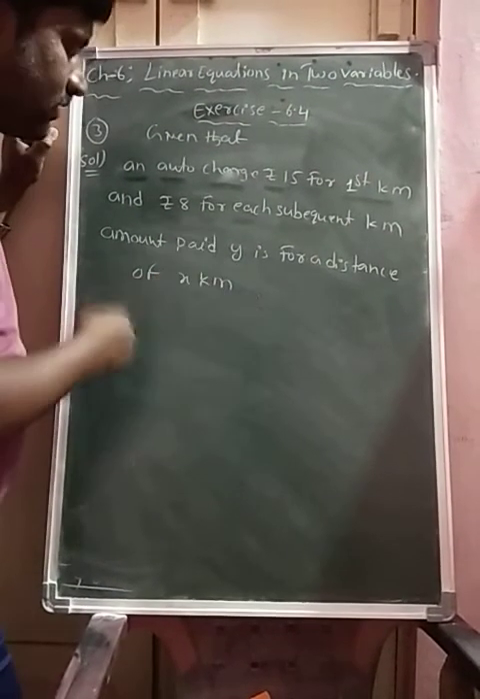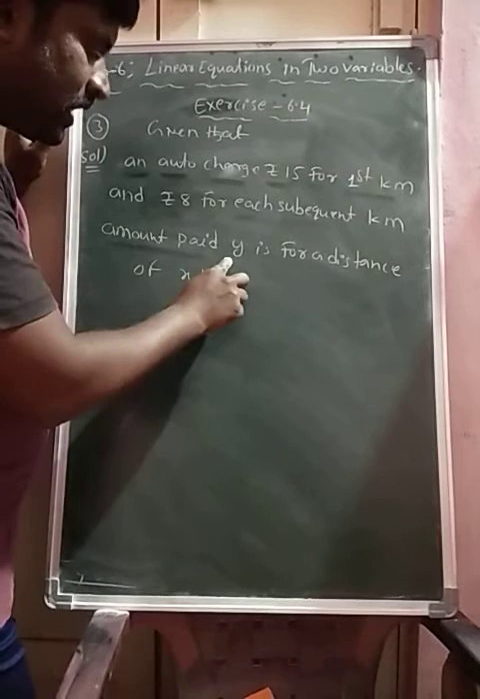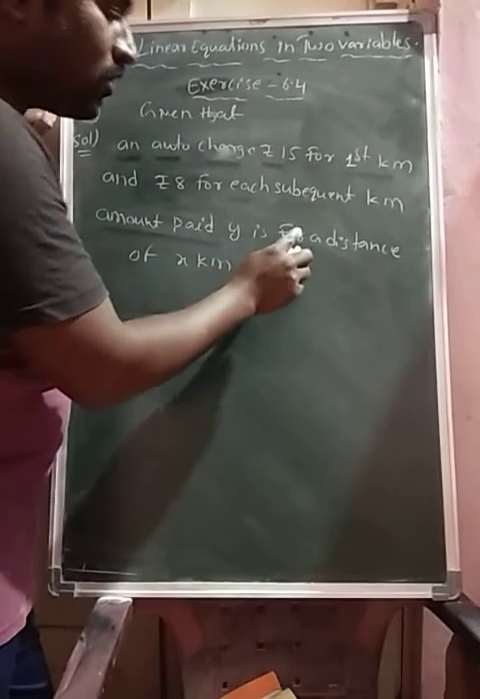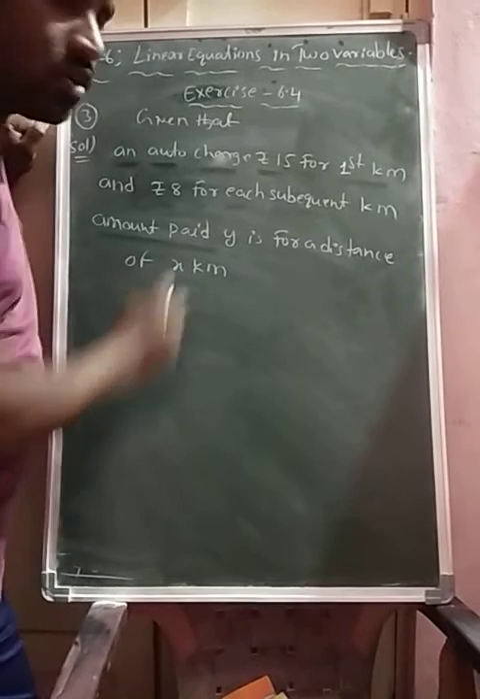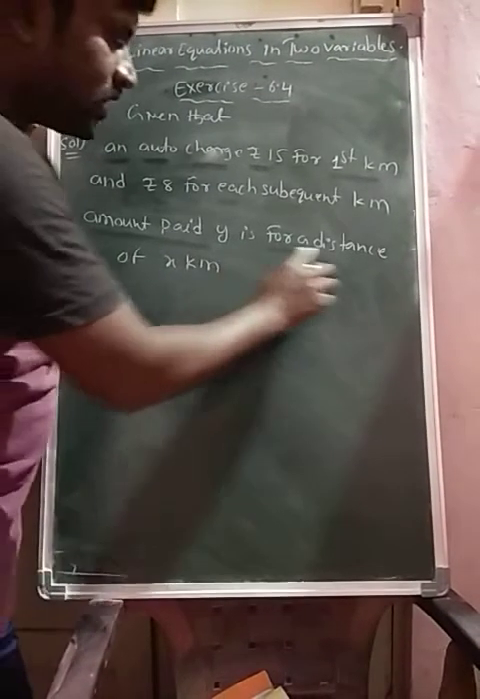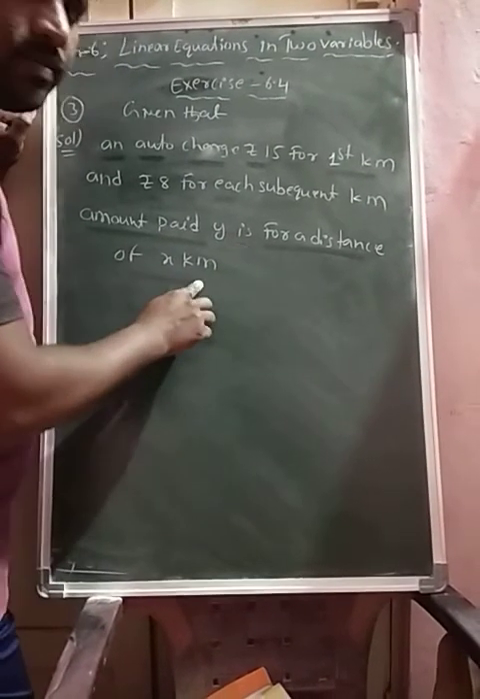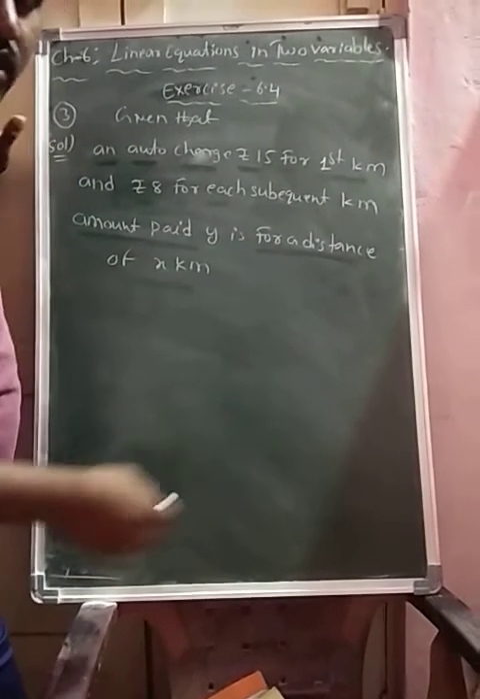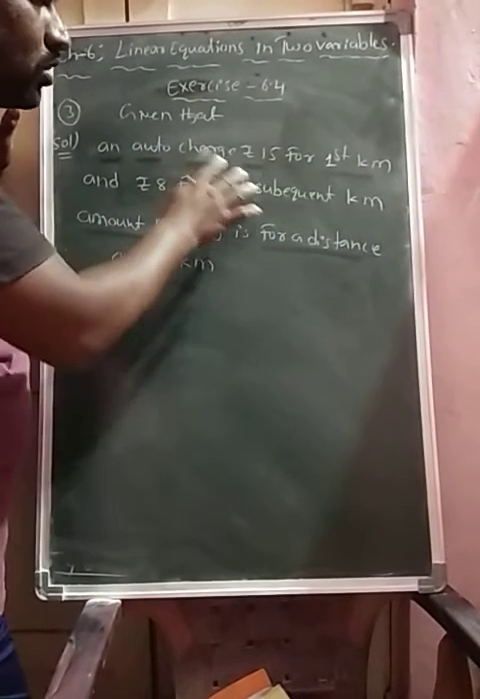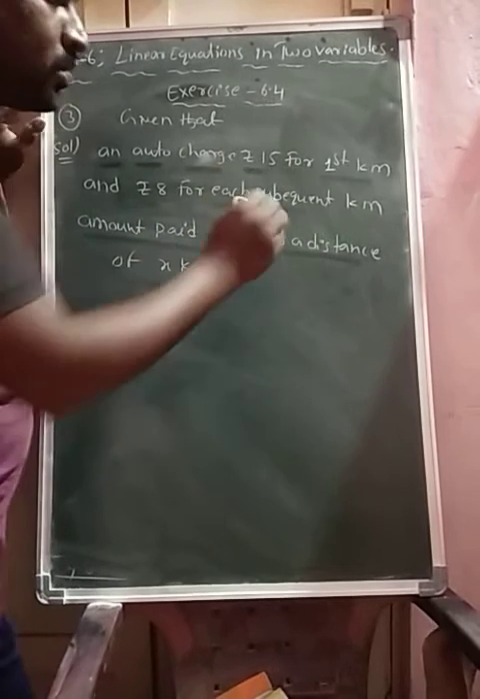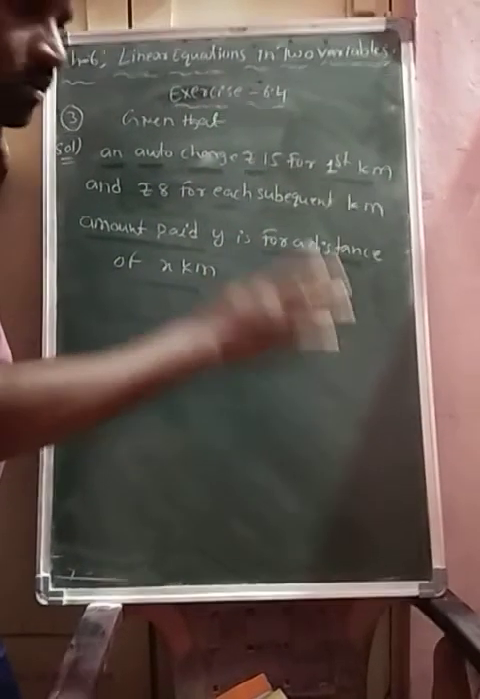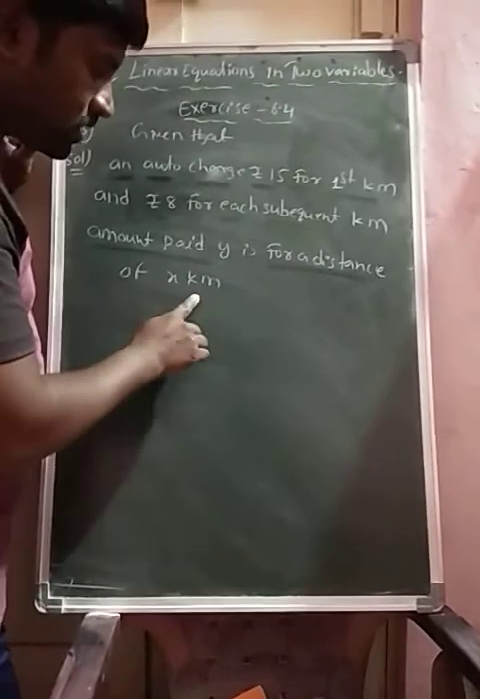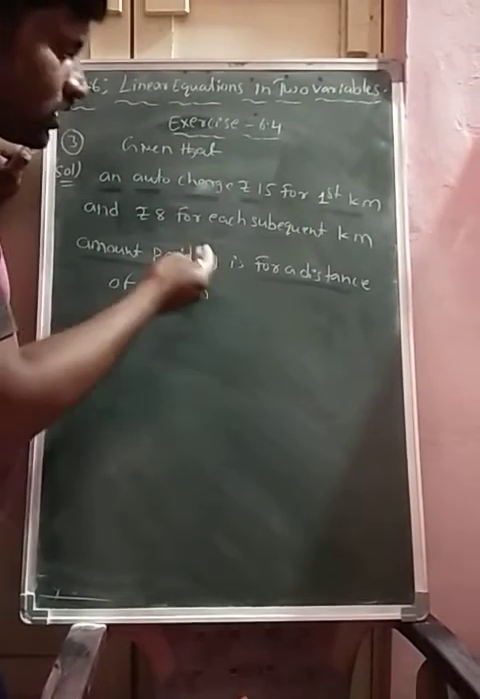The hint is given: amount paid is y for a distance of x kilometers. Clearly we don't know how much distance there is or how much amount is paid, so for a distance we take x kilometers and the amount paid is y.